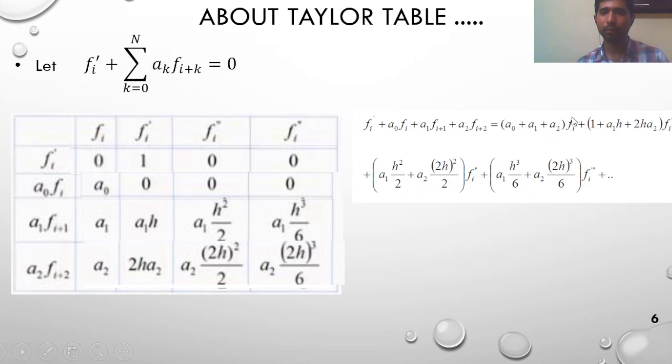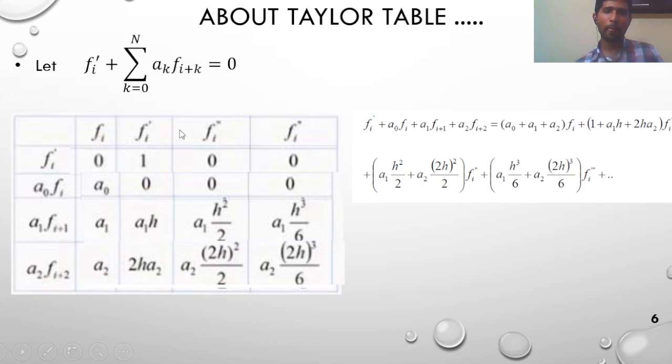So all these things should go to 0: a naught plus a1 plus a2 is equal to 0, 1 plus a1 h plus 2h a2 is equal to 0, and so on. So you solve these equations. How many of these terms do you have? You will get three terms, and with this you will get three equations very easily. So just solve these three equations with three unknowns, and you will get a naught, a1, a2. That is the procedure.